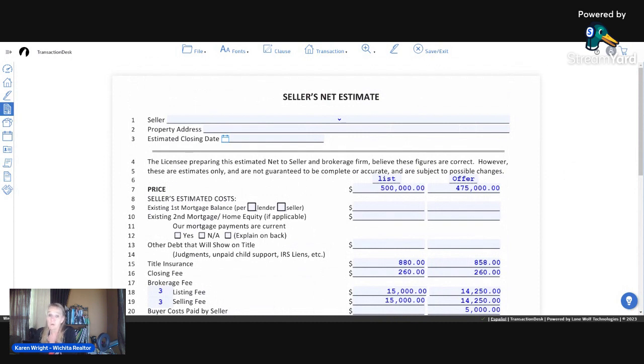If there's a second mortgage, we would put that in here because it'd be like, this is the price minus all these expenses. And then third one would be just if the client knows about judgments, unpaid child support, liens, stuff like that. I usually don't ask that part. I just figured they know what they owe.